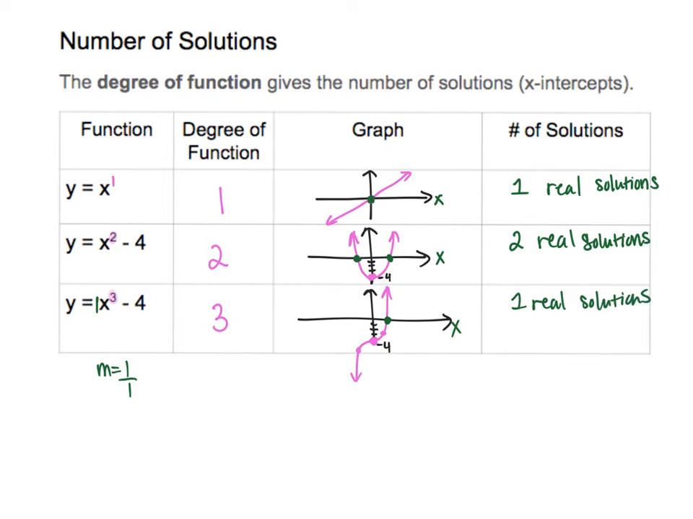But hang on, the degree of the function, the highest power on your function, tells you how many x-intercepts you should have. So in this case, we should have 3, but we only see 1 on the graph. So that means that the other 2 are missing. If you subtract 1 from 3, you get 2. That means there are 2 imaginary solutions.